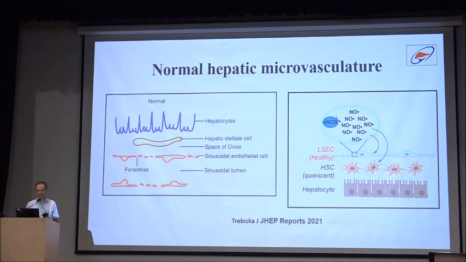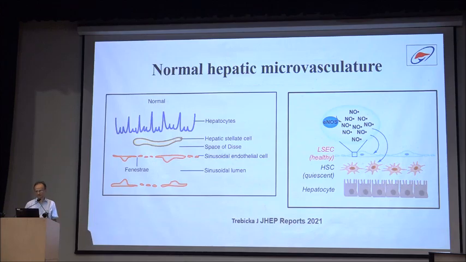Coming to the normal hepatic microvasculature, as you can see, this is the endothelial lining, which has fenestrations, and there is no basement membrane here, so as to allow easy passage of macromolecules from these sinusoids into the space of Disse, which is the space between the sinusoidal lumen and the hepatocytes, wherein reside the stellate cells and the Kupffer cells.